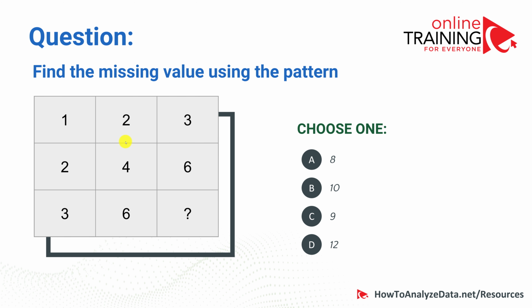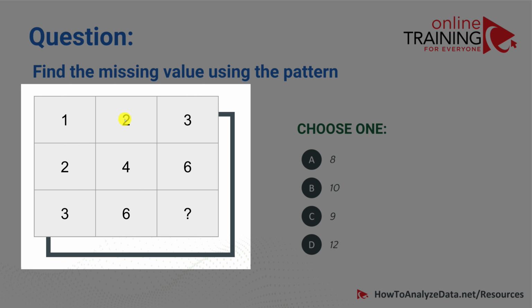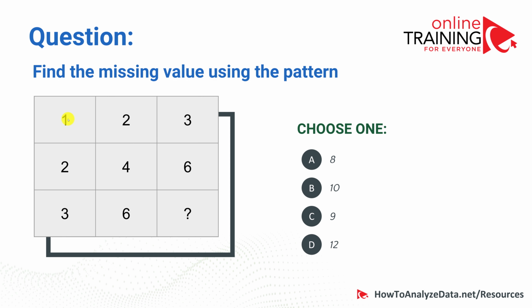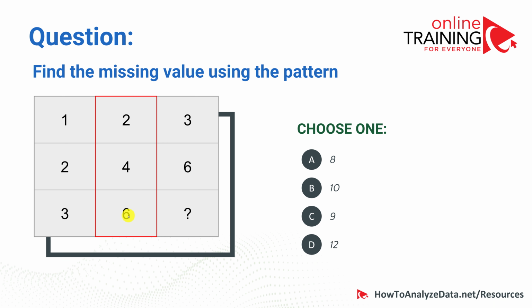Before I reveal the right answer, let me discuss the pattern with you. You see 1, 2, and 3, but then this one, 2, 4, and 6. So it's not sequential, it's not like 1 plus 1 equals 2, plus 1 equals 3. There is a different type of pattern here. The right pattern is that 1 plus 2 equals 3, and then 2 plus 4 equals 6. Once you know the pattern, you can easily calculate that 3 plus 6 equals 9. So the right answer here is choice C.